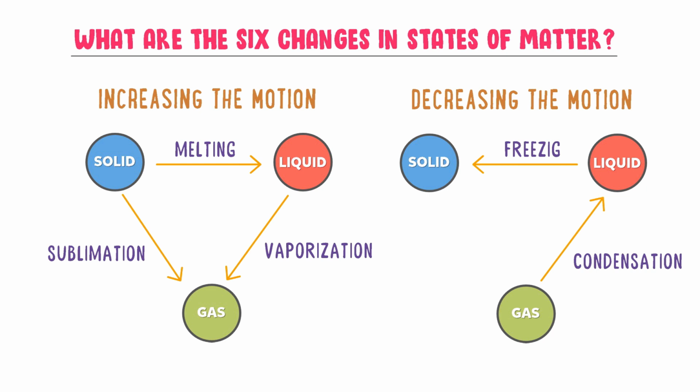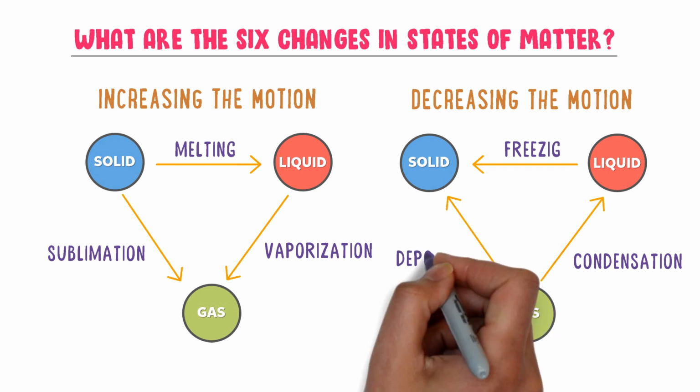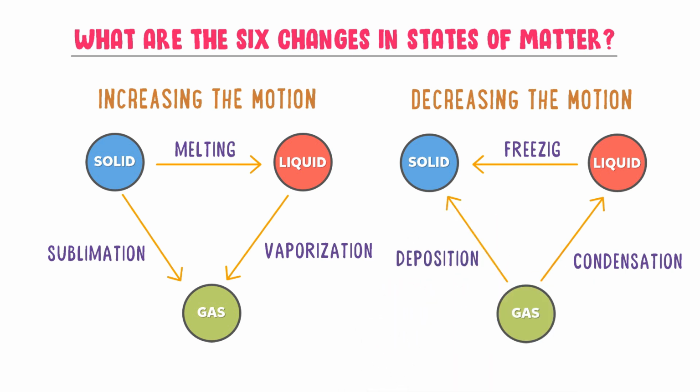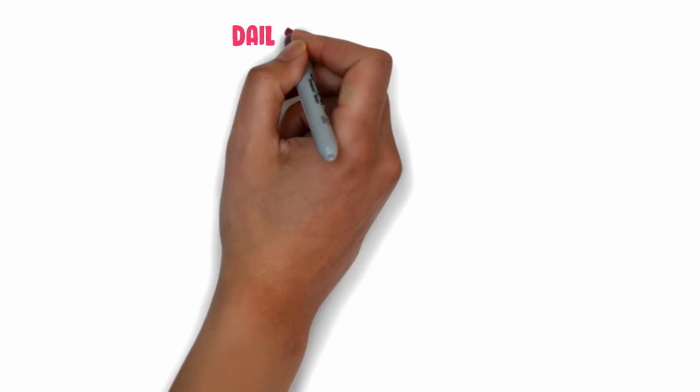Sometimes, when we remove enough energy from a gas, it directly changes to a solid. It is called deposition. Also remember that changing states are all physical processes. Thus note down these 6 changes in states of matter. Finally, let me teach you some daily life examples.